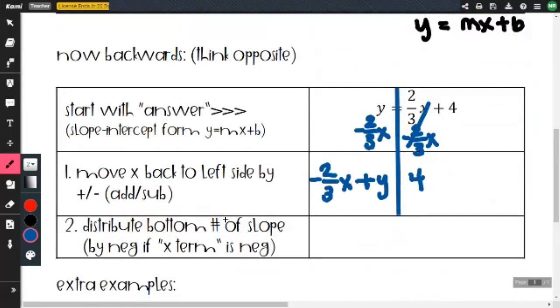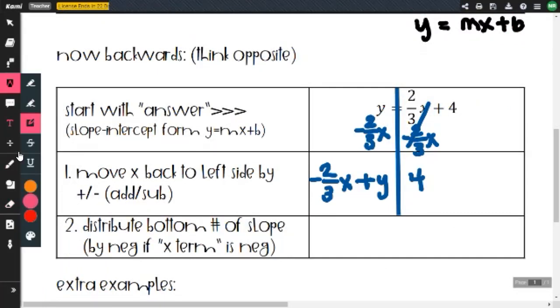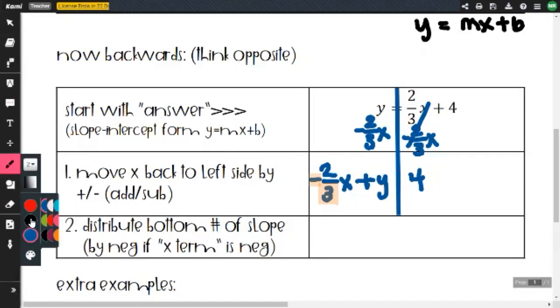Now, the last step is going to be to distribute by the bottom number of the slope. And you're also going to include that negative if the x term is negative. So we want to distribute by that denominator, it's the correct term. So we're going to distribute the whole equation, not just one side of it, the whole thing by that number at the bottom. And since it has a negative, I'm going to distribute or multiply by a -3.